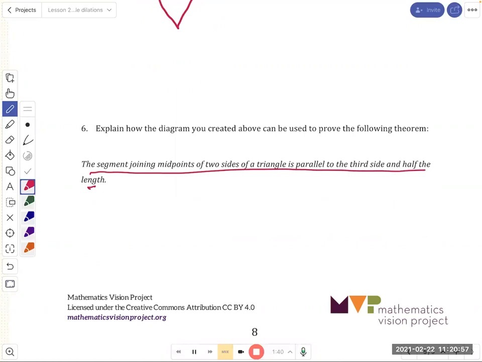And so whenever you have to prove something, what's the easiest triangle to use? Probably a right triangle, right? So let's use a right triangle. Okay, so what are they saying there? The segment joining the midpoints of the two sides. So we say, okay, here's the midpoint, and here's the midpoint.